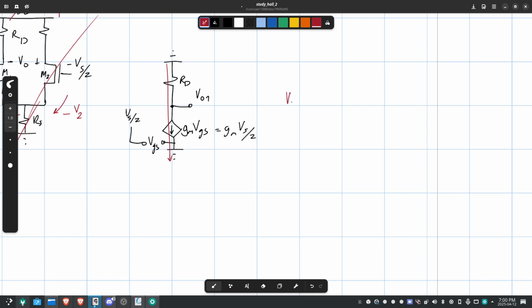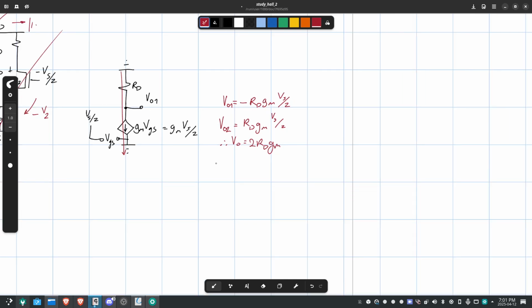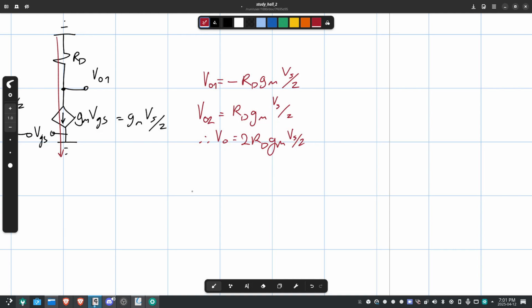So VO is going to be, it's not negative, is it? No, it's negative. RD GM VS over 2. Is that right? Did I get the polarity right this time? And actually, VO2 is going to be RD GM VS over 2. Therefore, our VO is going to be 2 RD GM VS over 2. And therefore, our AD is going to be VO over VS, these two cancel out. We get RD GM.